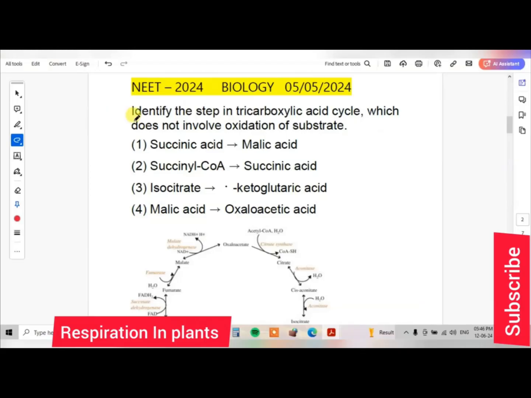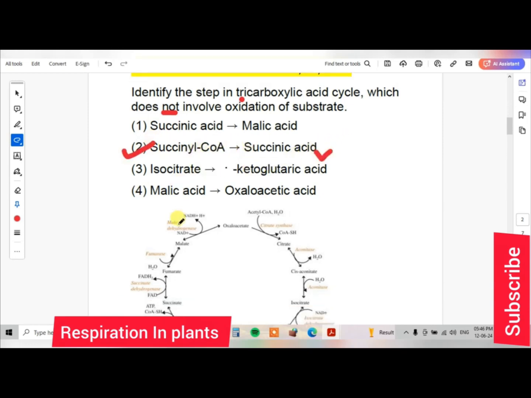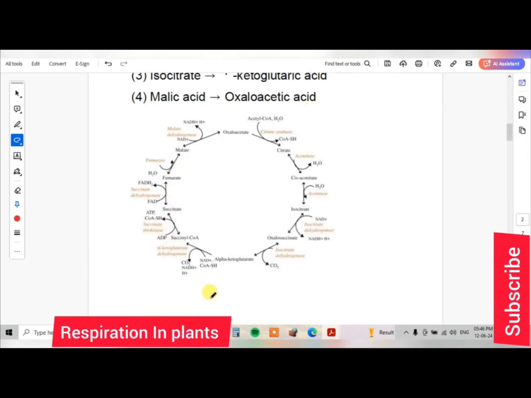Identify the step in tricarboxylic acid cycle, TCA cycle, which does not involve oxidation of substrate, and it is option 2, succinyl coenzyme A to succinic acid conversion. Down here you can see the complete TCA cycle, and while succinyl coenzyme A to succinate, there is no loss of electrons, so there is no oxidation involved here, and this is from the chapter known as respiration in plants.